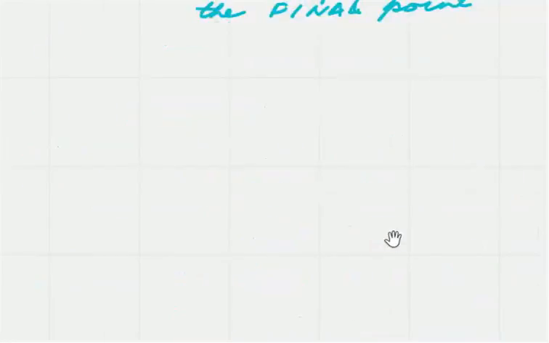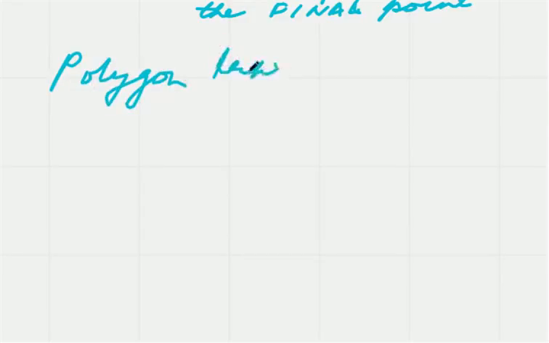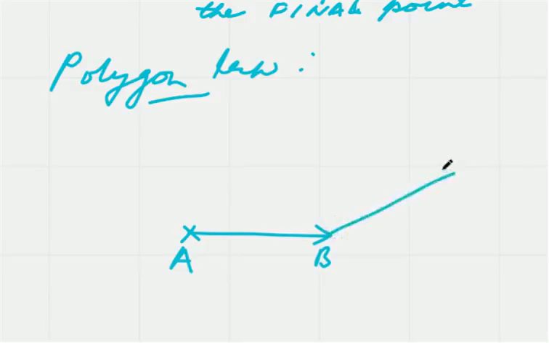Now an extension of the triangle law is the polygon law of vector addition. It's quite similar to the triangle law. In the polygon law of vector addition, we have more than two vectors, correct? And as in the case of the triangle law, the vectors are arranged in a way that the end point of the first vector AB, which is B, is the start point of the second vector, BC.